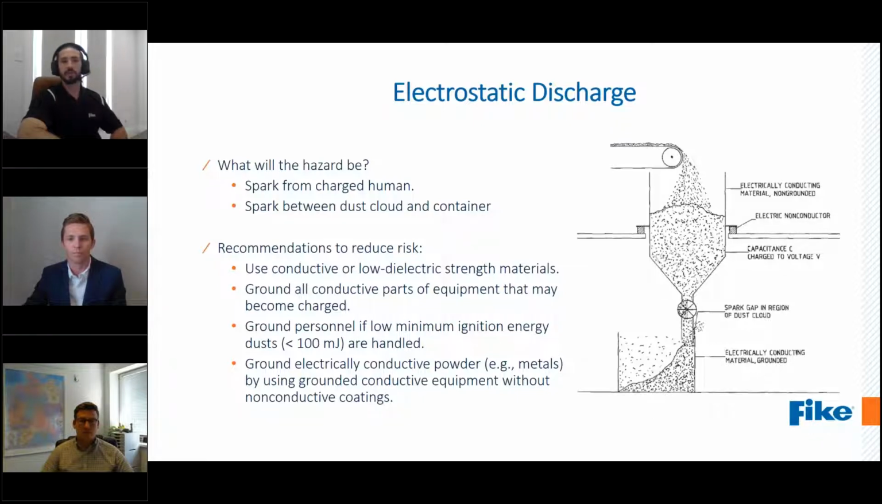Next ignition source I did want to talk about was electrostatic discharge. This can be from a charged human or an operator. It can also be a spark between a dust cloud and a conductive container. Recommendations to reduce this type of risk would be to use a conductive or a low dielectric strength material for your equipment. It could also be to ground all conductive parts of that equipment that might end up becoming charged. You can ground personnel if low minimum ignition energy dusts are handled. And then finally, you can ground electrically conductive materials like metals using grounded conductive equipment without non-conductive coatings.